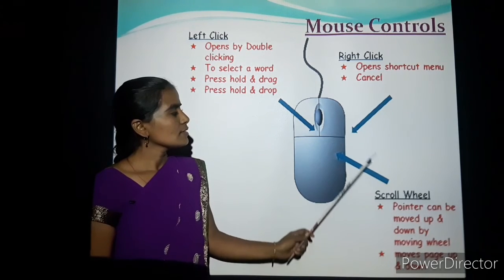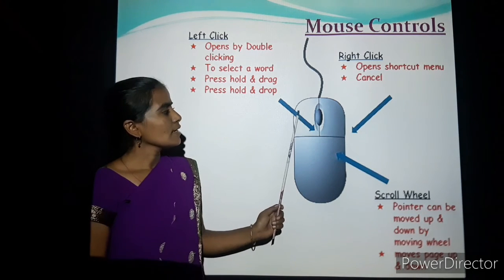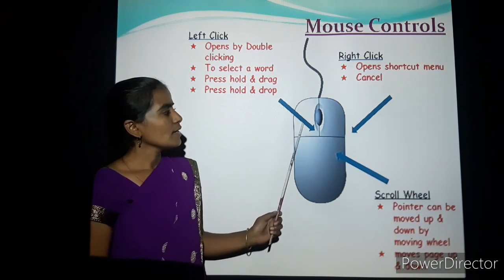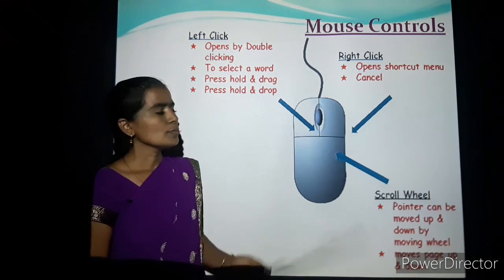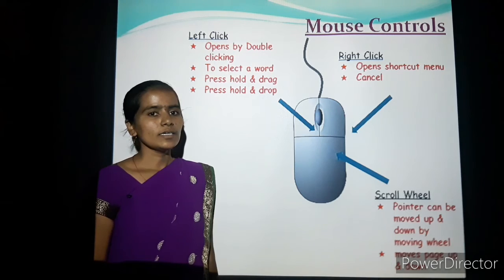Scroll wheel is in the middle of the left and right button. Scroll wheel helps us to move up and down in a page.